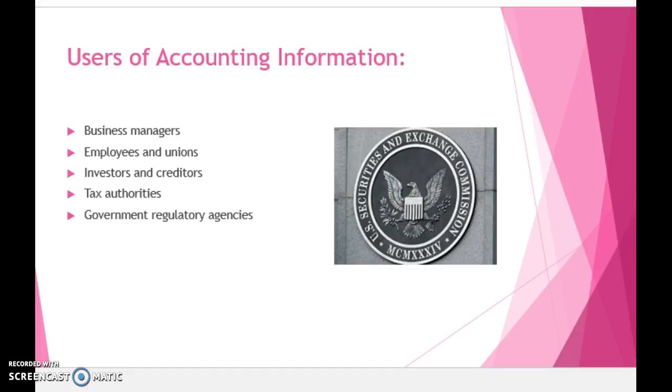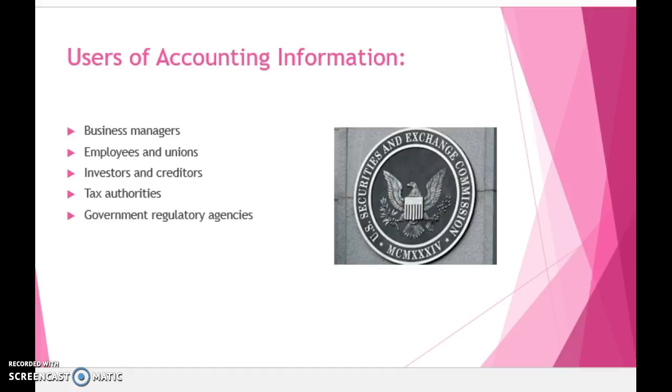There are numerous parties that utilize accounting information. Business managers use it to develop goals and plans, set budgets, and evaluate future projects. Employees and unions use it to plan for and receive compensation and such benefits as health care, vacation time, and retirement pay. Investors and creditors use it to estimate returns to stockholders, determine growth prospects, and decide whether a firm is a good credit risk.